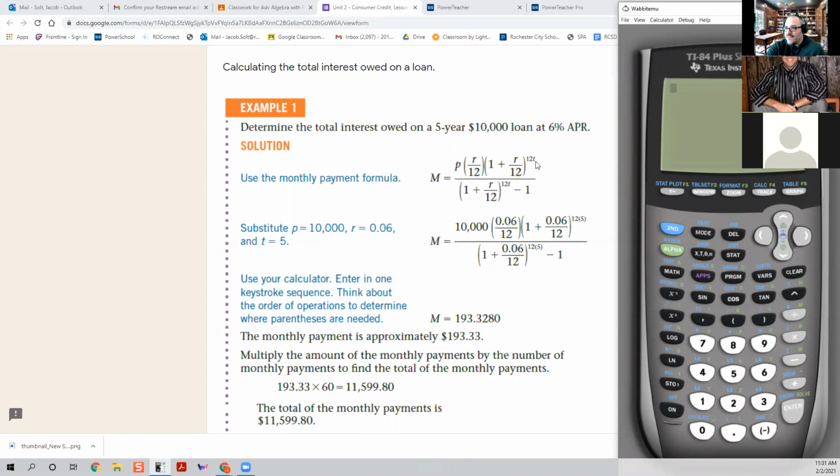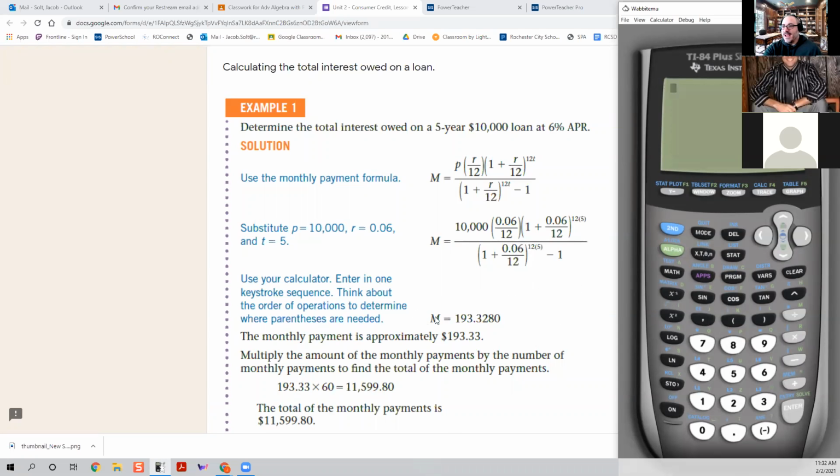So if we put 5 in for T, we do 12 times 5, raising this expression to the power of 12 times 5. What it's saying is 5 years, 12 months per year. It's how many monthly payments are going to be made. 5 times 12 is 60. So there's going to be 60 monthly payments. That shows up twice. So we have this expression here raised to 12 times 5, and this expression right here in parentheses raised to the 12 times 5 power.